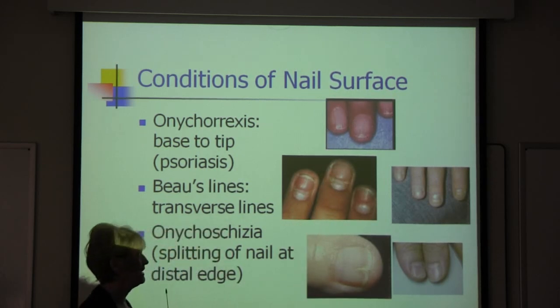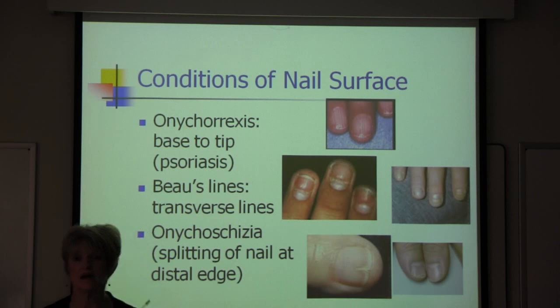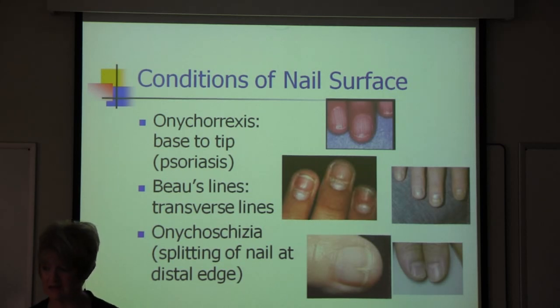Sometimes we see that in patients who have lower extremity arterial disease, very thin nails with little ridges. We can also see that in patients with psoriasis. And when we see it in patients with psoriasis, it's known as onychorhexis. Those are the longitudinal lines.